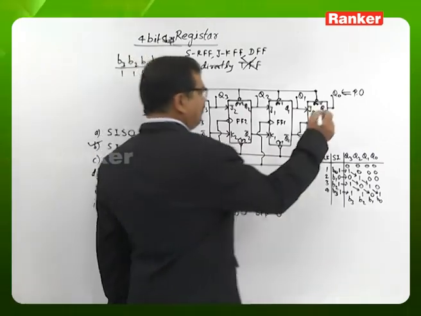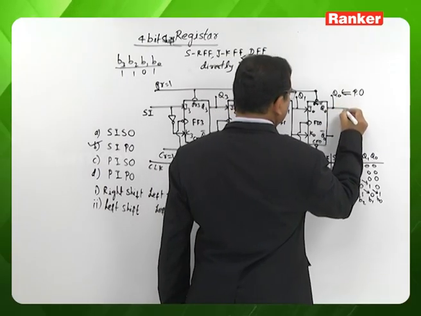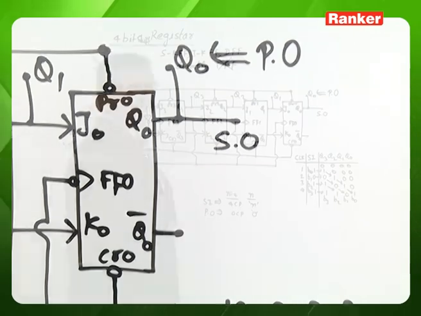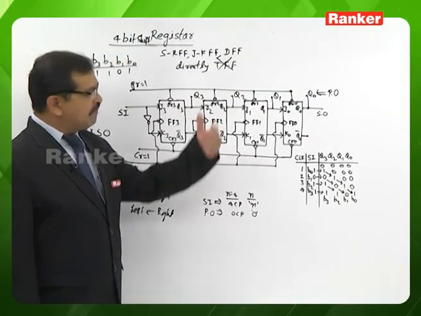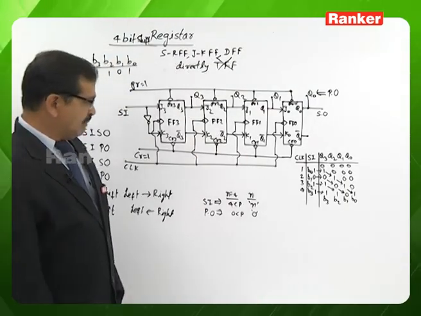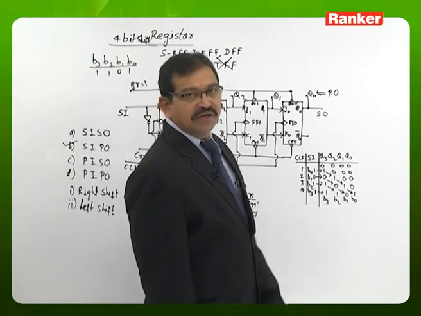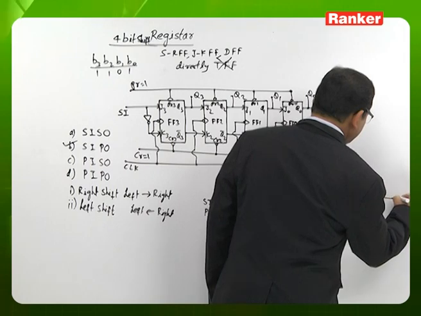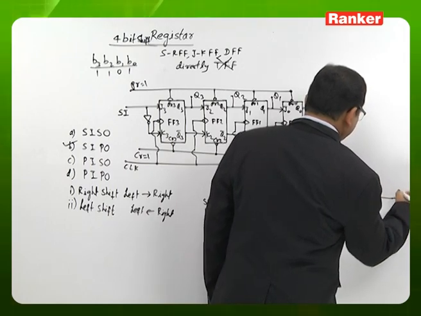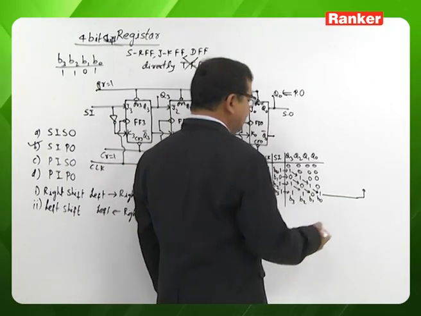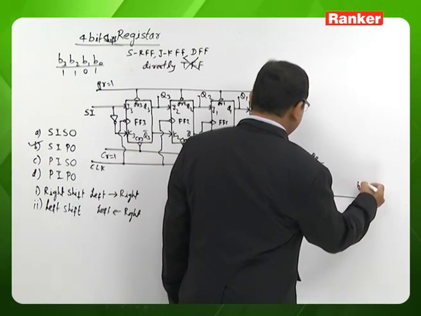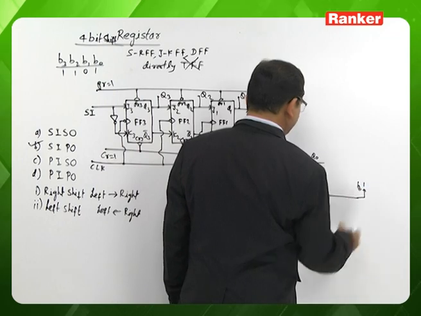one way it is possible is using the flip-flop 0 output as a serial output terminal. While using the flip-flop 0 output as the serial output terminal, without applying any clock signal, we can read bit B0. So bit B0 we read as 1.